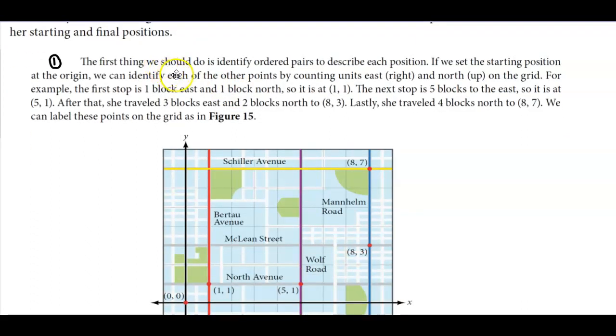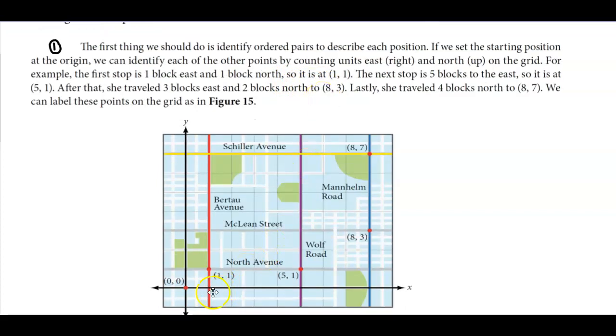Okay, now the first thing we should do is identify ordered pairs to describe each position. So if we set the starting position at the origin, we can identify each of the other points by counting units east, right, and north, up on the grid. So for example, the first stop is 1 block east and 1 block north, so it is at (1, 1).